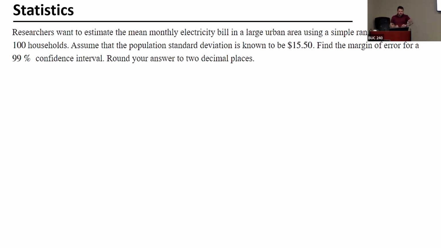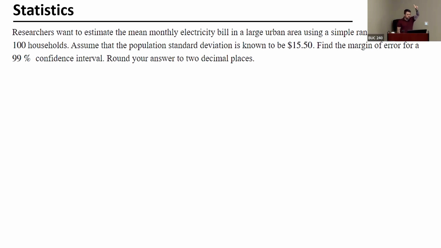So let's look at this one. Researchers want to estimate the mean monthly electricity bill in a large urban area using a simple random sample of 100 households. Let's stop right there. Have they missed some conditions already? Remember I said we have to meet some conditions for this thing to work.